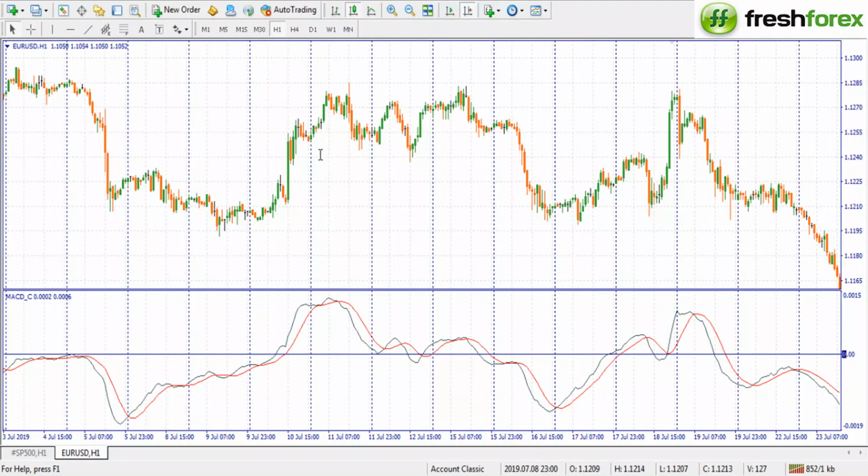Just a second. I change the period of the signal line. This is how it now looks, which means if you bought it there, you're supposed to hold on to that trade up to when this happens.